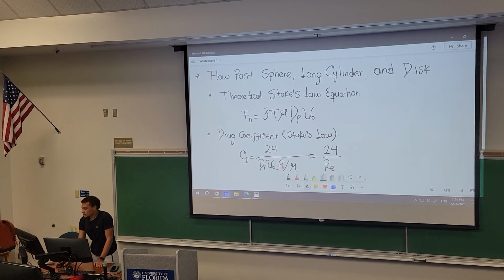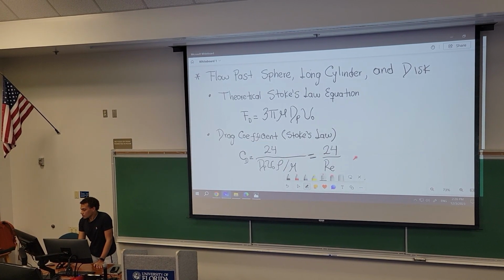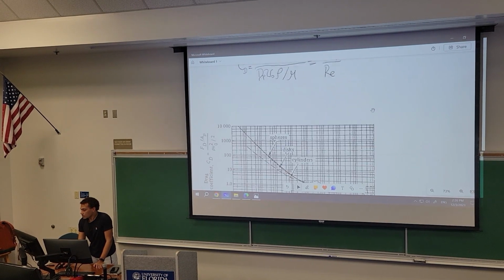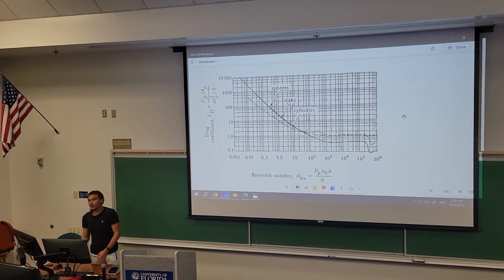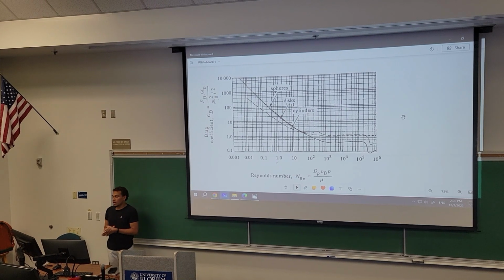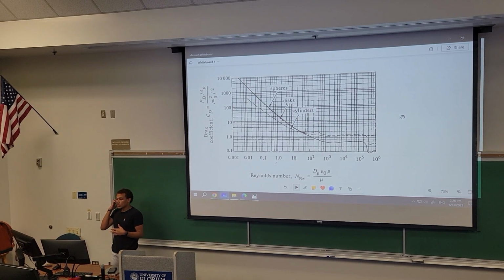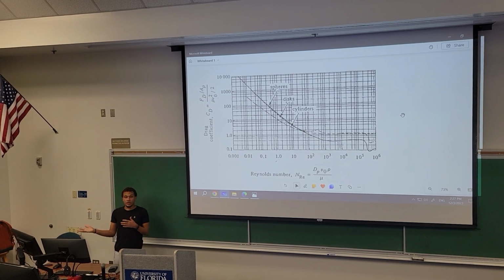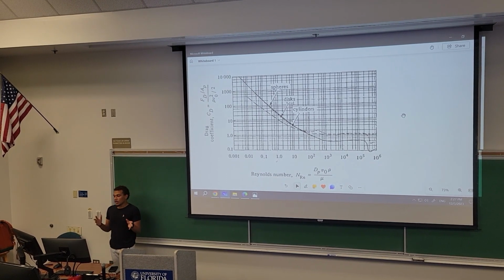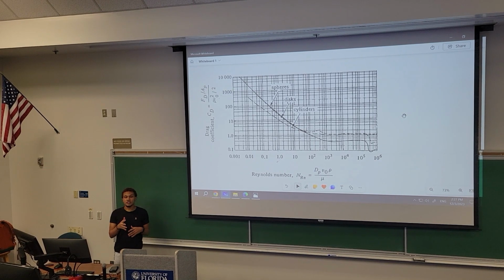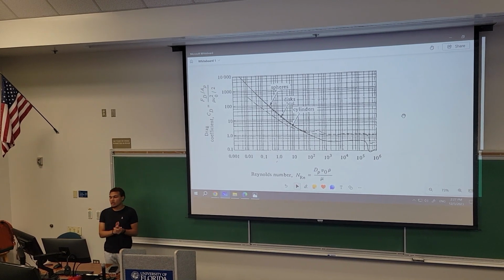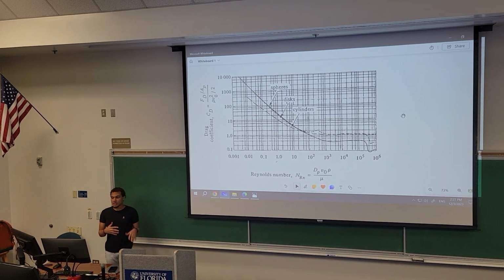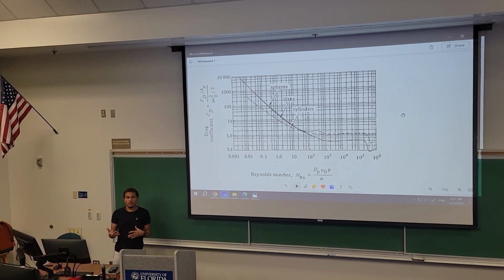Now, for other cases, this diagram has been developed based on experimental data, and it correlates the Reynolds number and the drag coefficient. Taking a closer look at the diagram, we realize that as the Reynolds number increases from 0 to about 1,000, the drag coefficient will decrease, and this is a similar behavior for all three geometries.